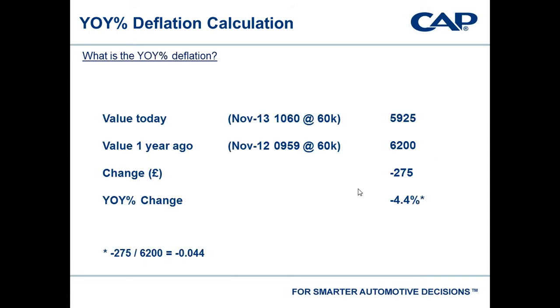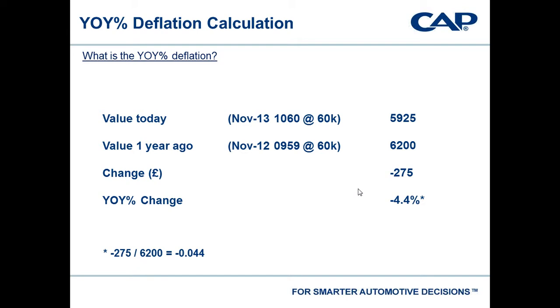So how we calculate year-over-year percentage deflation for a single vehicle in isolation like that is looking at our value today, at 1060 plate, today's market, at 60,000 miles, 5925. The value a year ago, November 2012, a 0959 plate at 60,000, 6,200. So the change is a reduction of £275, which is equivalent to minus 4.4%. So we would call that 4.4% deflation.